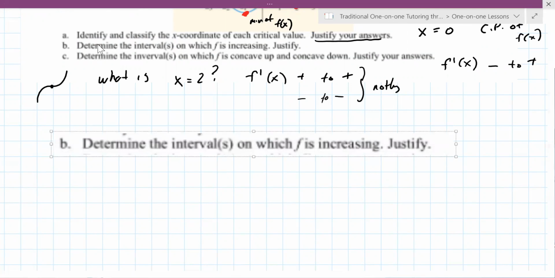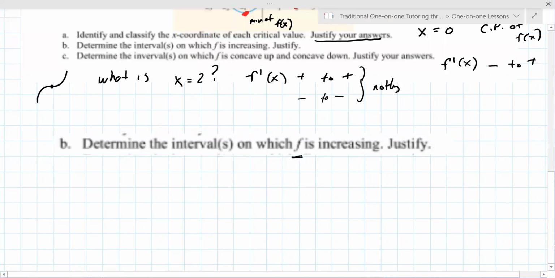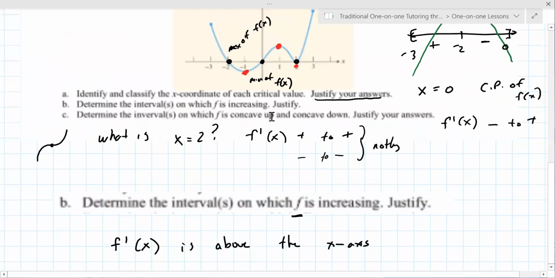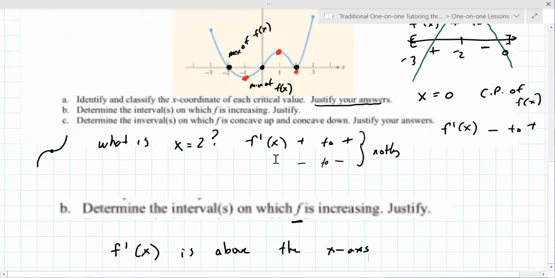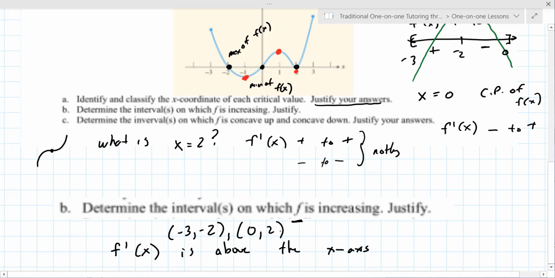Where's f? See how it's talking about f now is increasing? It's increasing when f prime of x is above the x-axis. This is the only one where you actually care about the x-axis. Most students try to justify something up, but this is the only time. So it's above the x-axis here, then again from 0 to 2, and then again from 2 to 3. So we would say, and these are open intervals, -3 to -2, comma 0 to 2, and then 2 to 3.